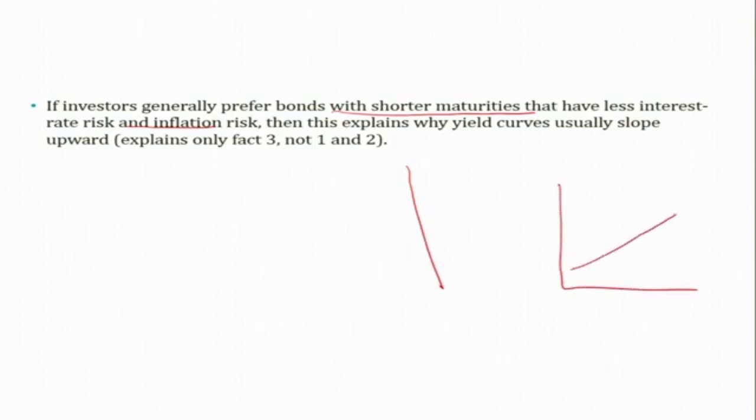the yield curve will be upward sloping. That means the rate of interest for short term is this much. This is for the short term, the rate of interest corresponding to short term, and this is the rate of interest corresponding to long term bonds. Obviously you can say that the yield curve almost always slopes upwards. So the market segmentation theory is able to explain why the yield curve slopes upwards. However, it cannot explain fact number 1 and 2.